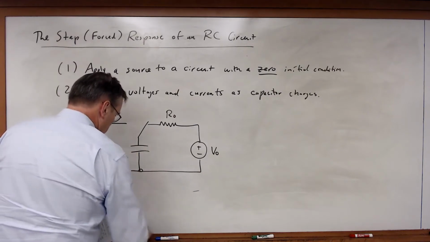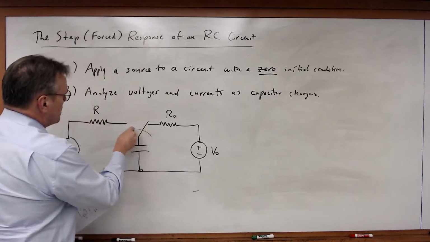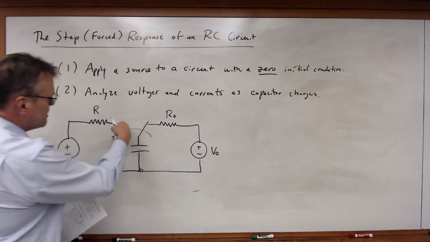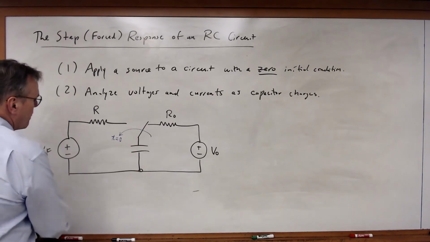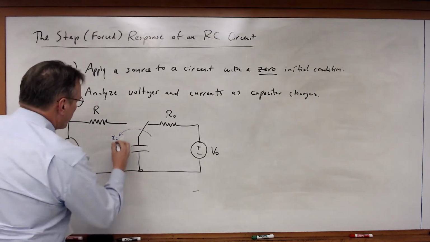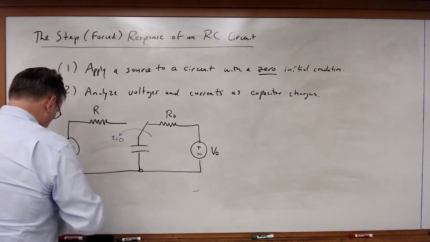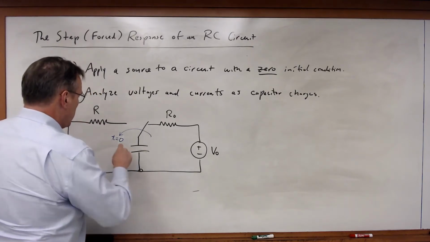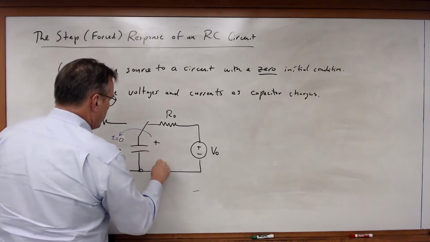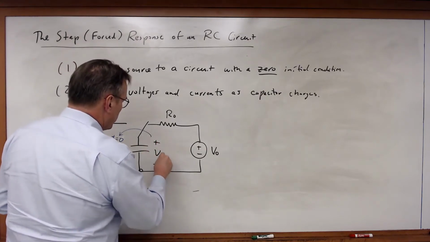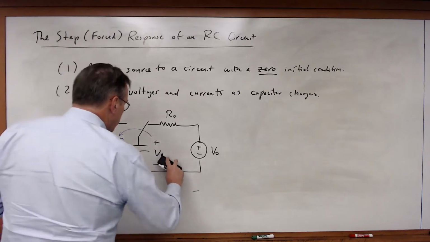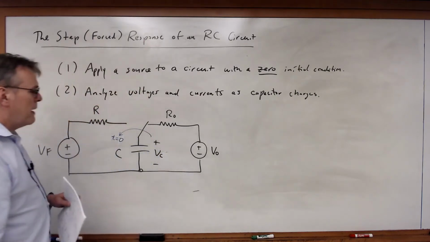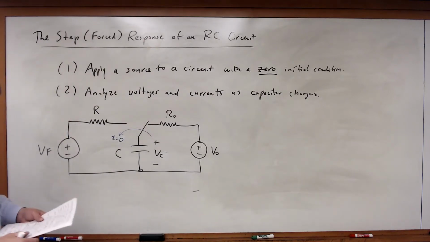So we've got a switch that will switch over to this position at time t equals 0. We've got a capacitor value C and a voltage V sub C across that capacitor. So as we've seen before, the thing we're going to focus on is the voltage across the capacitor.